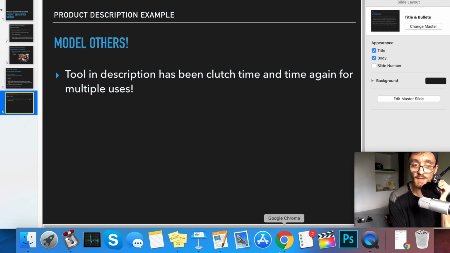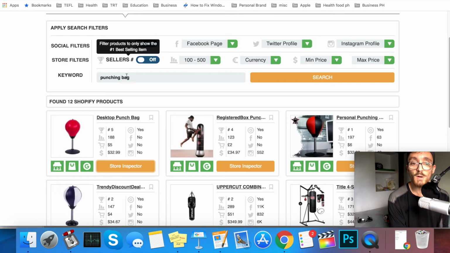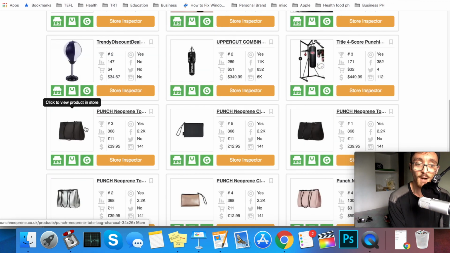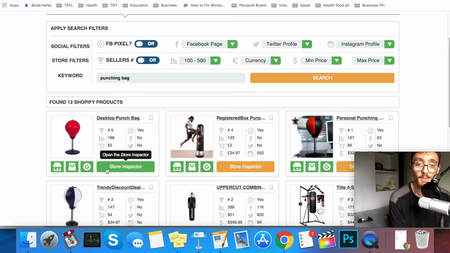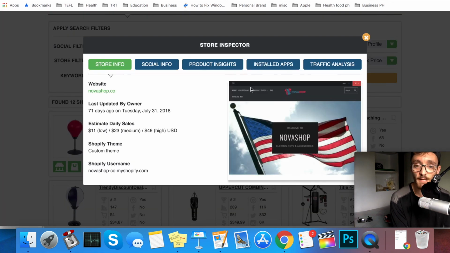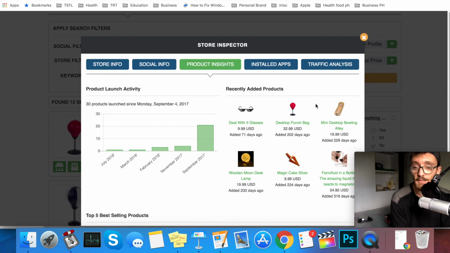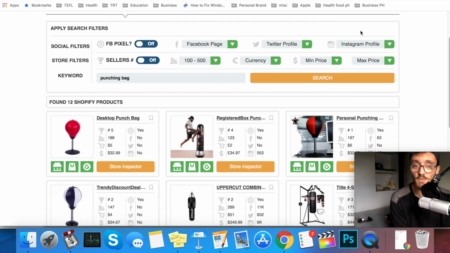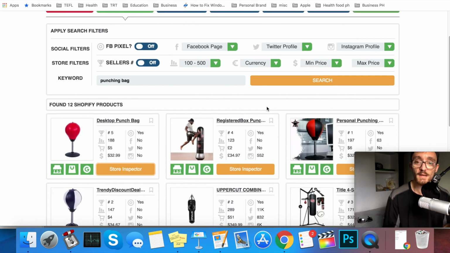So let me show you the tool that I use, and the link is in the description for this. I have Shopify Spy Tool in the description. But for this example, I could search the item that I want to look at. In this case, I just searched punching bag, and then you could go through and see who's actually selling these products. So there's so much information. I'm not going to go into it too much here. I went into this tool on one of my other videos. I'll link to that in the description. But you simply go to Store Inspector here, and you could go to Product Insights, and you could click the products that they sell, and it sends you right to their products page. So there's so much power in this tool here. I'm not going to go into it too much.